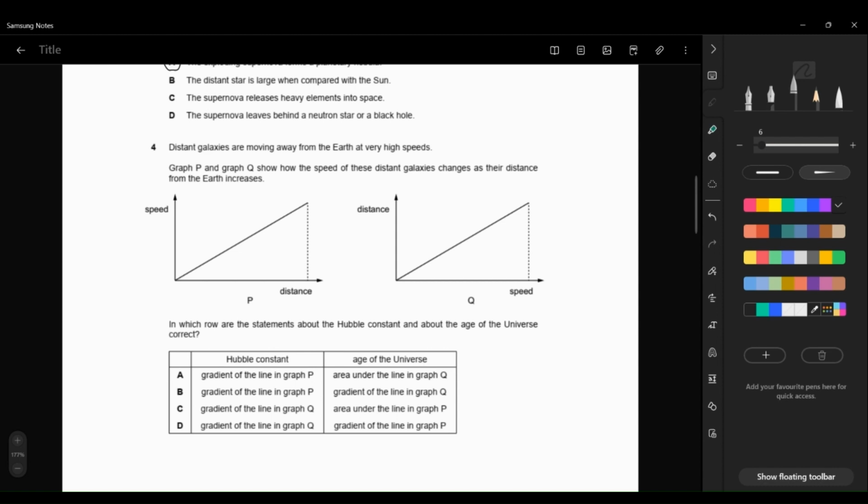What is the Hubble constant? The Hubble constant is basically the ratio of the speed at which galaxies are moving away from us to the distance at which they are from us.